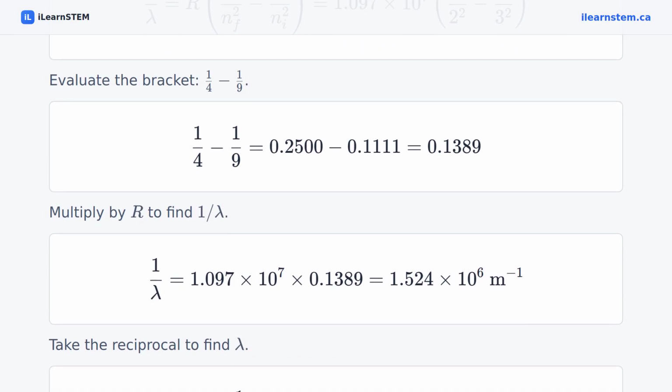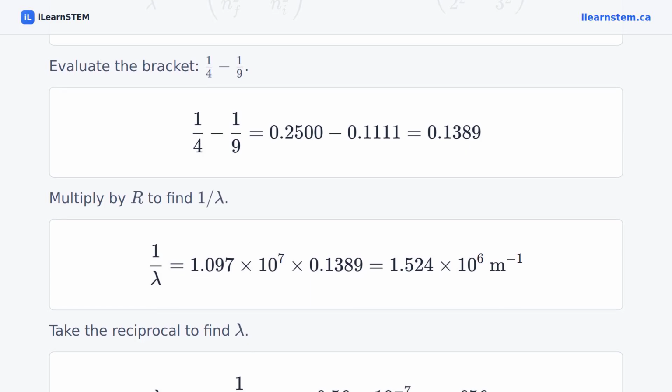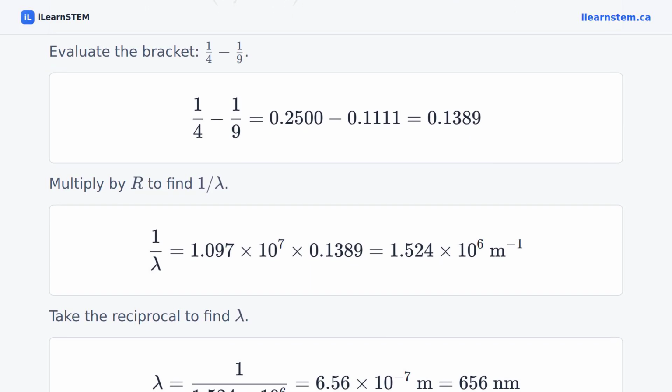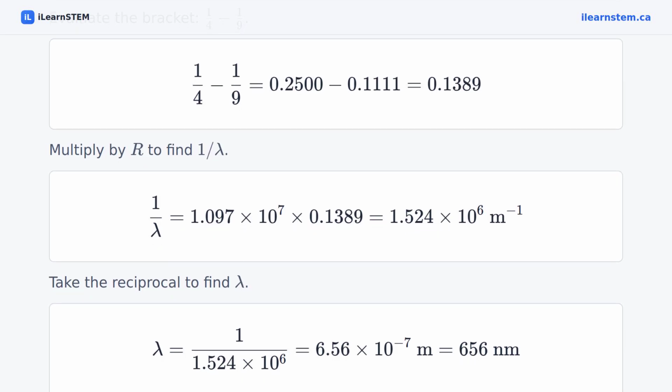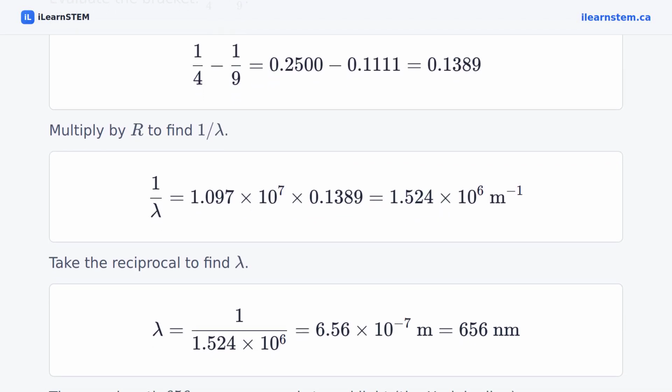Lambda equals 1 over 1.524 times 10 to the 6, which equals 6.56 times 10 to the minus 7 meters, or 656 nanometers. The wavelength 656 nanometers corresponds to red light, known as the H-alpha line. Remember, the Rydberg formula gives the wavelength of light emitted during electron transitions in hydrogen, and the Balmer series corresponds to transitions ending at n equals 2, producing visible light.